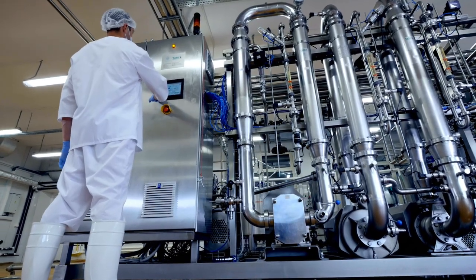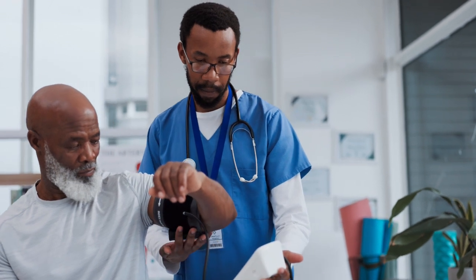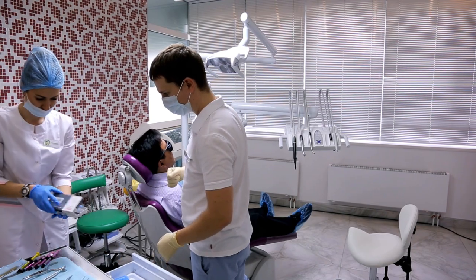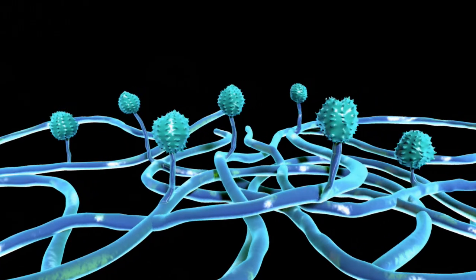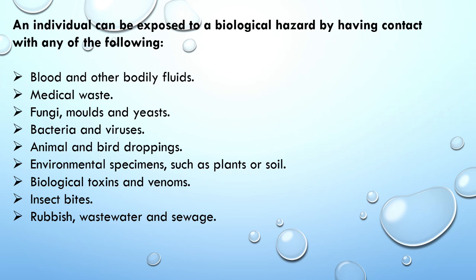Biological hazards can be found in a variety of workplaces, including hospitals, schools, care homes, farms, and within the food industry. An individual can be exposed to a biological hazard by having contact with any of the following: blood and other bodily fluids, for example when you work in a hospital; fungi, mold and yeast; bacteria and viruses; animal and bird droppings; environmental specimens such as plant or soil; biological toxins and venoms; insect bites; rubbish, wastewater, and sewage.